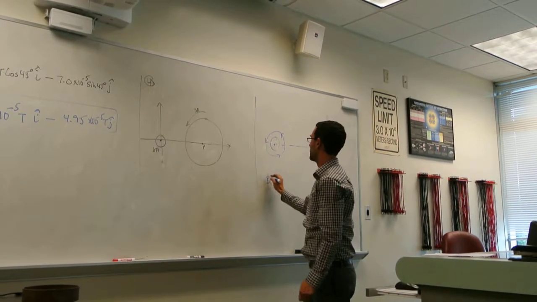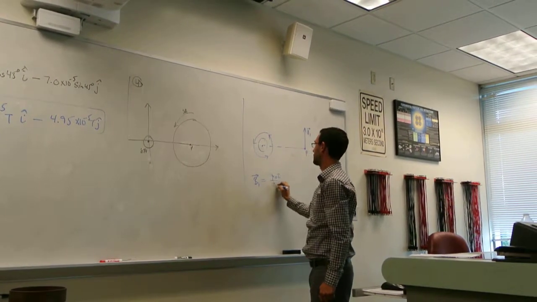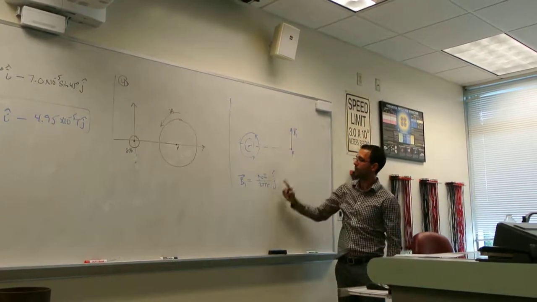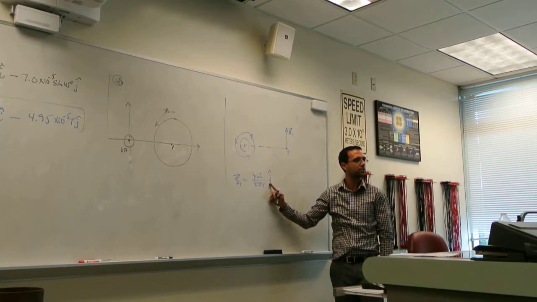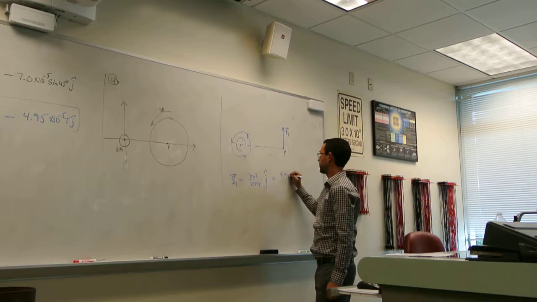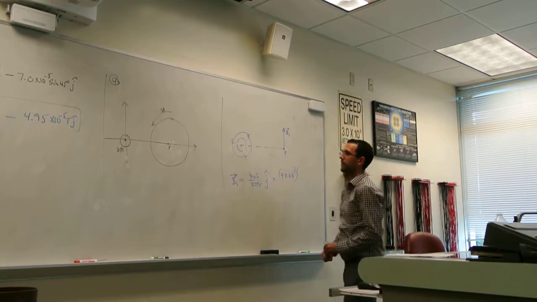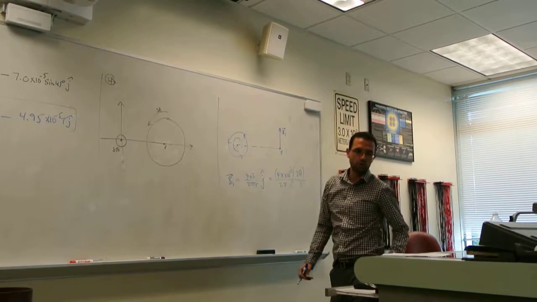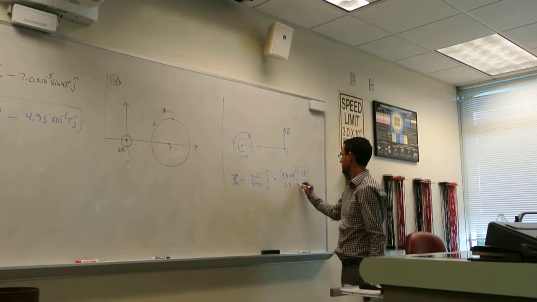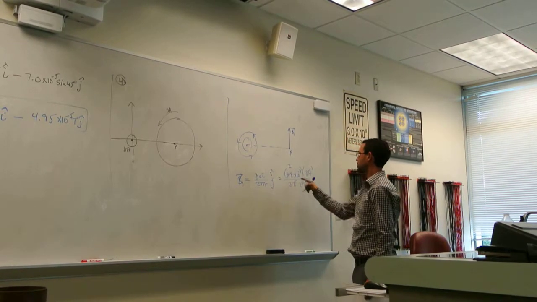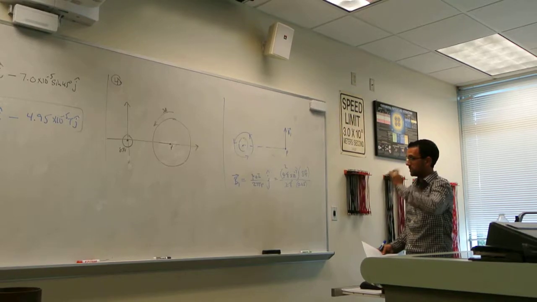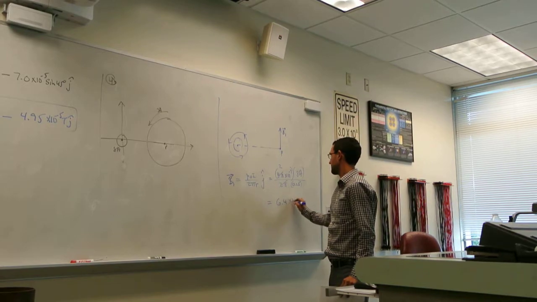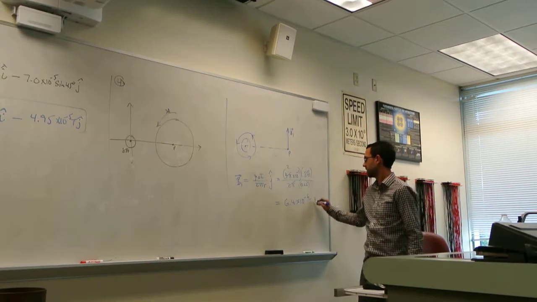So let's find out what B1 is. B1 is going to be mu naught I. That's not a loop. That is a straight wire. And the magnetic field should be in the positive Y direction, which is symbolized with a positive j hat. So this is going to be mu naught, which is 4 pi times 10 to the minus 7. What's my I in that case? 8 amps divided by 2 pi times, and the radius, what's the radius? 0.25. So that's 6.4 times 10 to the minus 6 Tesla. And that's going to be in the positive j direction.